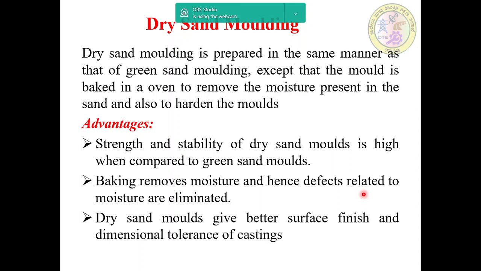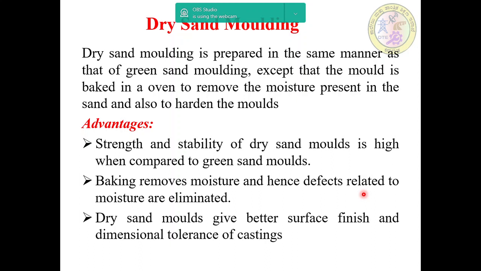Here, dry sand mold is prepared in the same manner as the green sand mold, except that the mold is baked in the oven to remove the moisture content present in the sand, and also to harden the molds. The procedure is the same as green sand mold, except after preparing the molds, the entire mold is kept in ovens to remove the moisture content, and also to harden the mold.